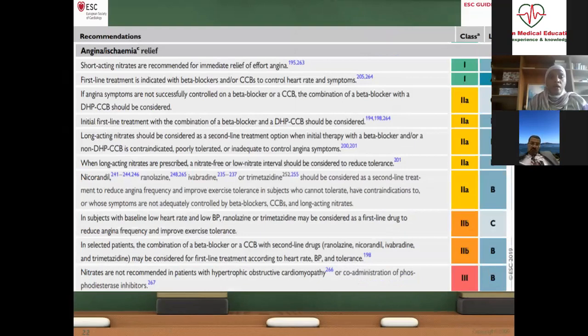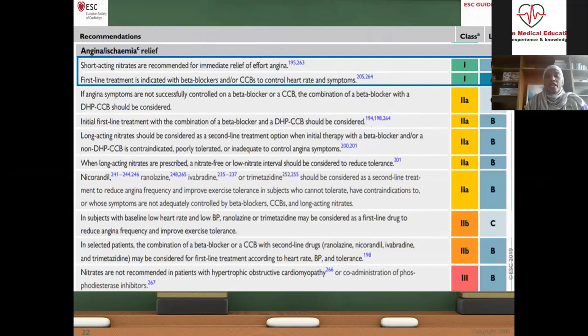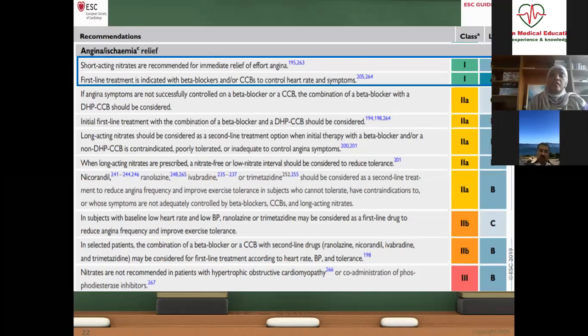guideline. So with regard to the anti-anginal medication, what does the guideline say? Next, Abdulrhman. So the class one recommendation is to treat those patients with short acting nitrates, and this is for immediate relief of exertional angina. And also the class one recommendation is beta blocker or a calcium channel blocker. This is from the previous guideline, that they are recommended as class one to control the heart rate and the symptoms.